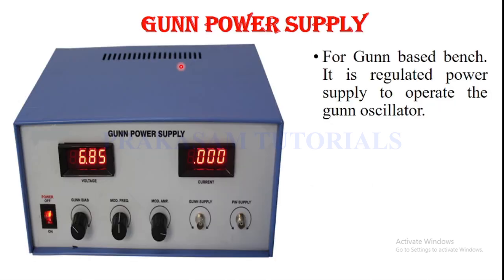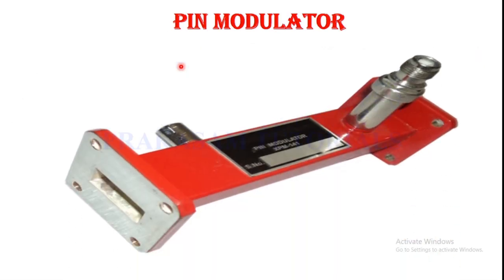And the next waveguide component is the gun power supply. For the gun-based bench, it is a regulated power supply to operate the gun oscillator. This gun power supply also contains a square wave generator to provide 1 kHz frequency to the pin modulator for amplitude modulation. And this is the pin modulator.